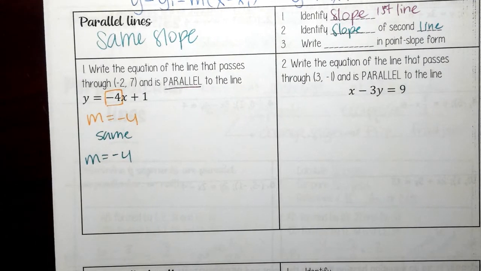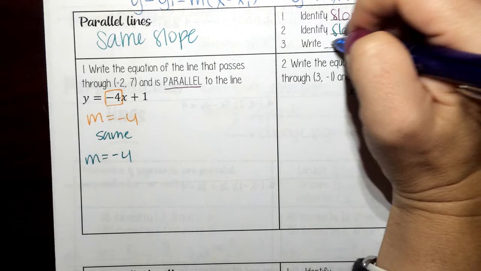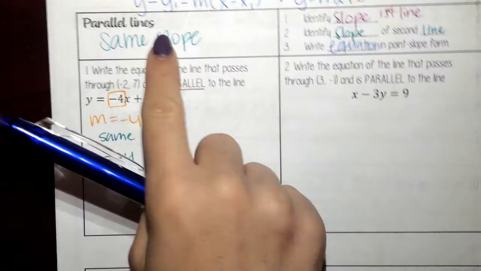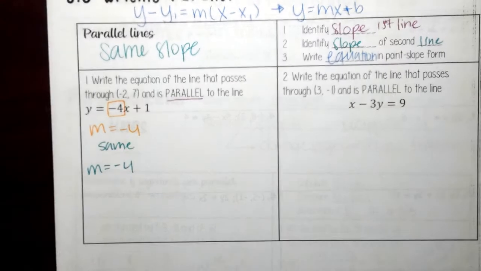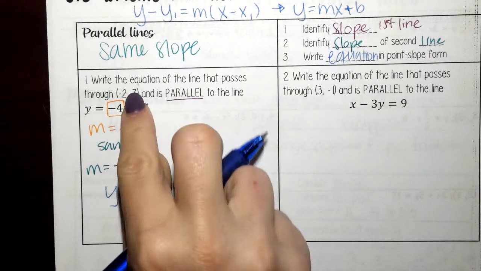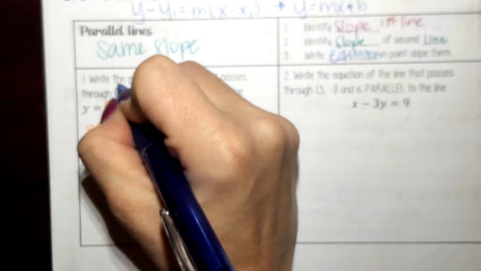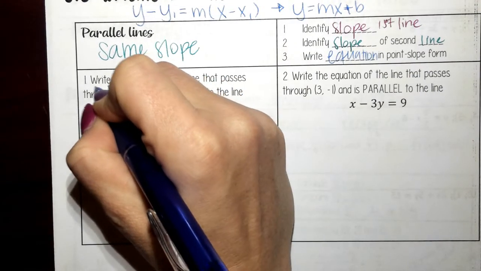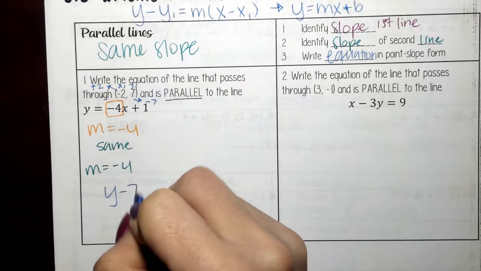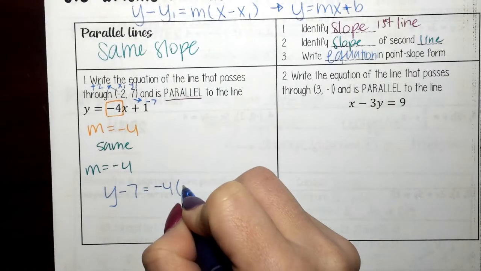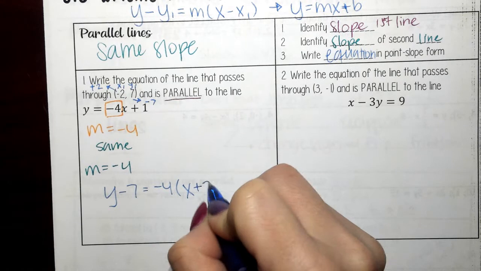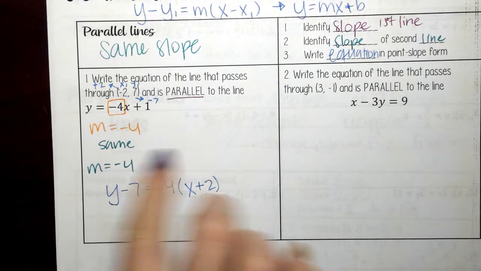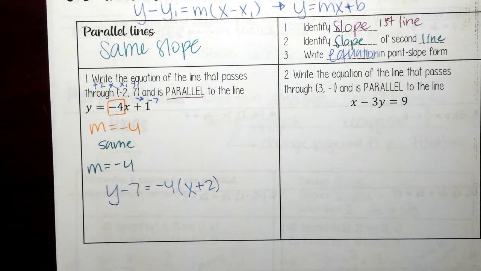And then we're going to write our equation with this point in our point slope form, just like we've been doing. So this is my y1, this is my x1. Remember, we have to change those signs. So this will be y minus 7 equals -4 times x plus 2. If we're asked for point slope form, that's it.